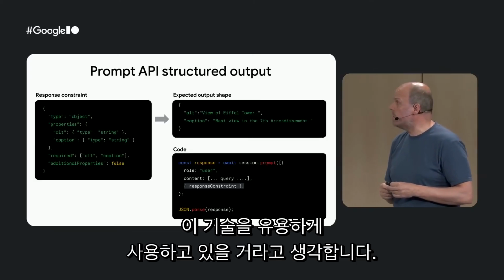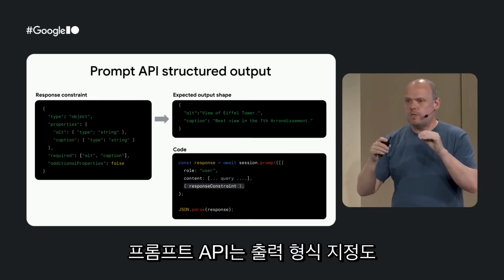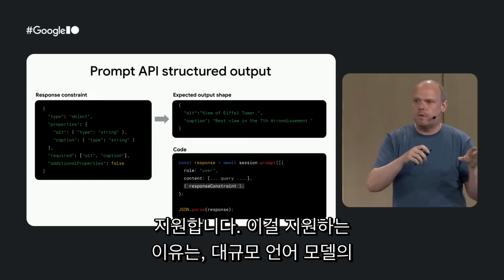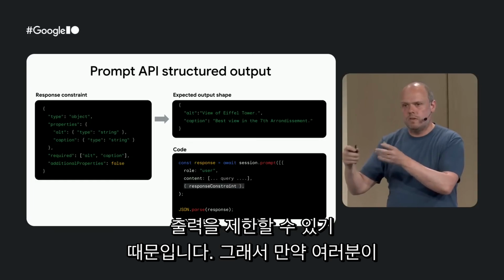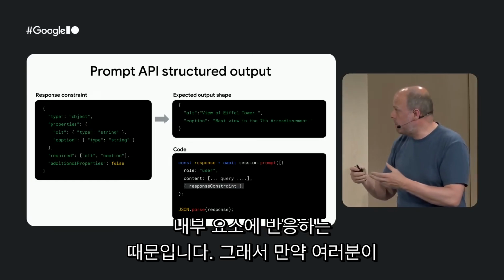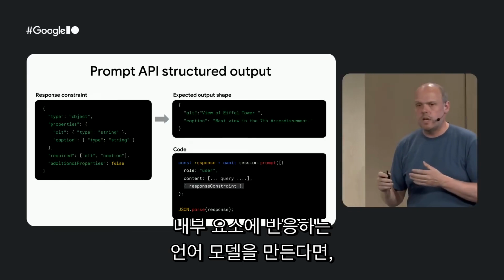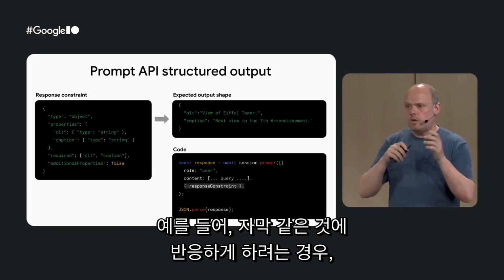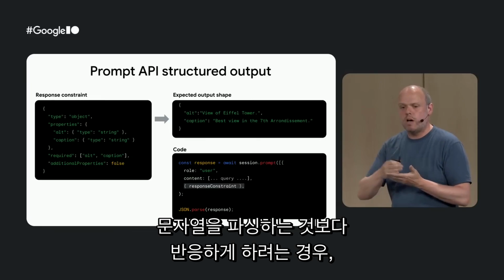The Prompt API also supports structured output. And the reason why we have this is it enables you to constrain the output from the large language model. So if you're building an application that needs to understand what's come out and respond to things inside, maybe the caption, for instance, you can get JSON out, and then you can integrate it into your application logic far more effectively than just parsing strings.